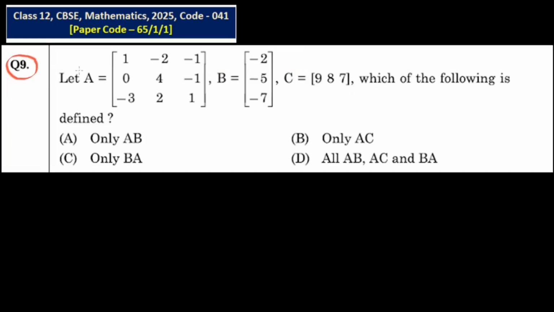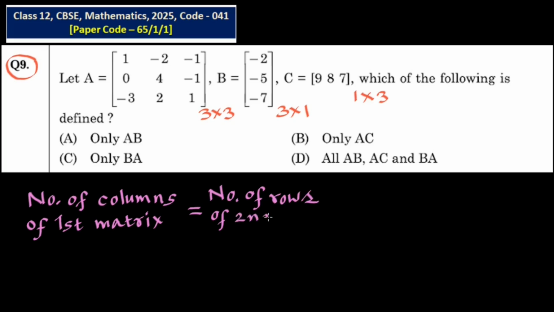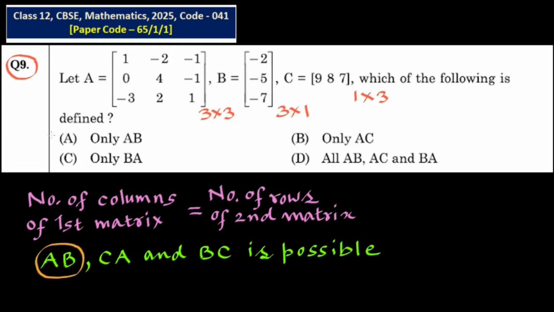Question 9. Three matrices A, B and C are given and we have to select the correct option. The order of matrix A is 3 by 3, that of B is 3 by 1 and of C is 1 by 3. Matrix multiplication is possible only if the number of columns of the first matrix is equal to the number of rows of the second matrix. According to this rule, matrix multiplication AB, CA and BC is only possible. Only AB is present in option A. Hence, this is the correct option.